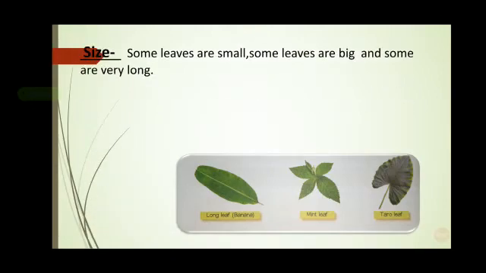So let's see next. Next is size. Some leaves are small, some leaves are big and some are very long. So in this heading we are saying that leaves can be of different sizes. Some can be long, some can be small, some can be broad or some can be tiny. As you can see in the picture also, there is a long leaf of banana and on the other side there is a small leaf of mint and a big leaf of taro. So in nature there are different sizes of leaves.